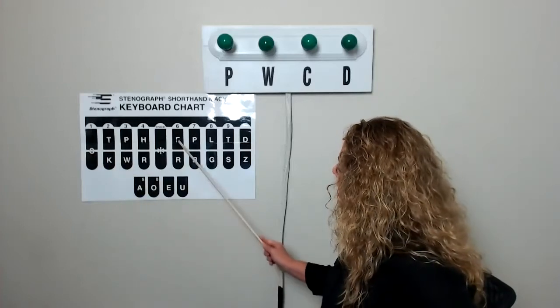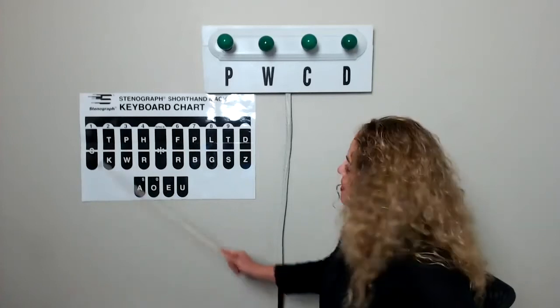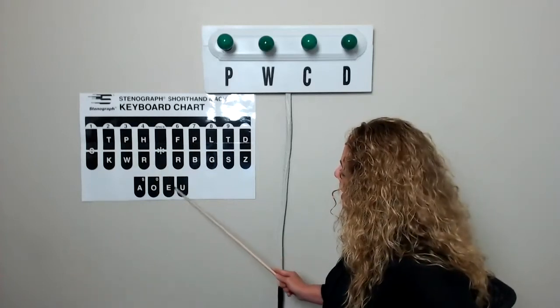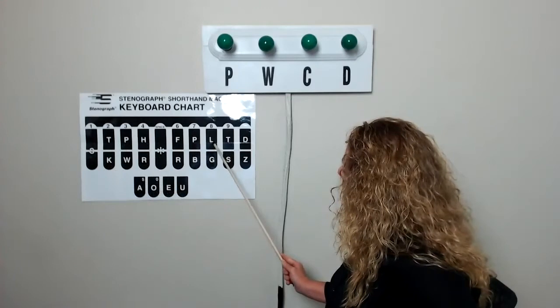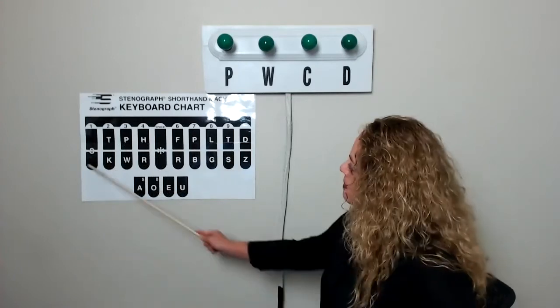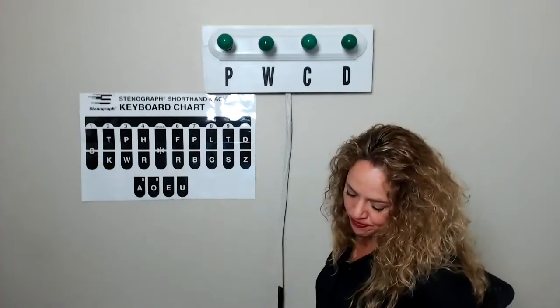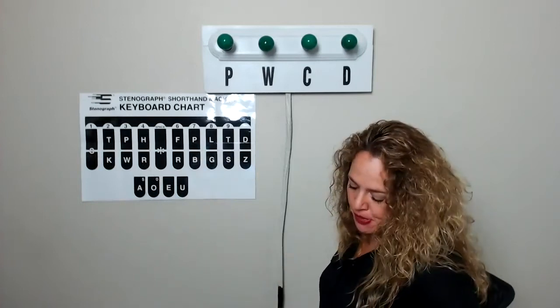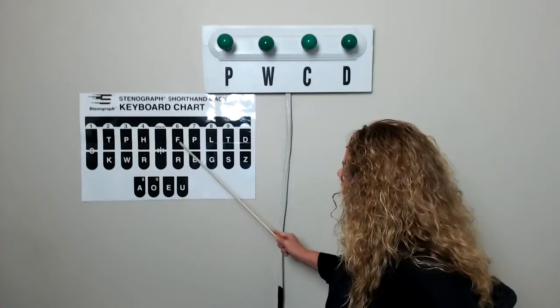Initial Z-E-F-T. Number 11, machine. Initial M, final N. Number 12, myself. M-I. Come back for S-E-F-L. Then we have sip. Initial S-I-P. Number 14 is remit, R-E-M-T. And number 15 is golf, initial G-O-F-L. All right. Now again, if you struggled with any of those, I want you to go back and practice that lesson before you move on to lesson 36.